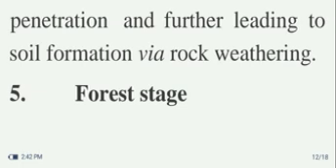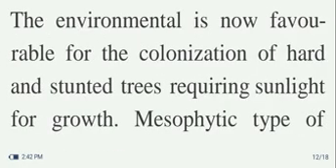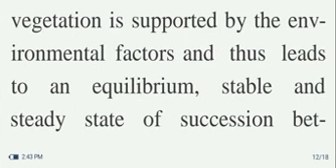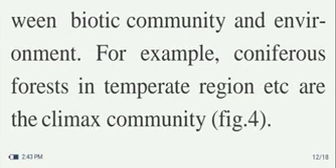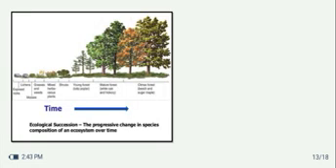Forest stage. The environment is now favorable for the colonization of hardy and stunted trees requiring sunlight for growth. Mesophytic type of vegetation is supported by environmental factors and this leads to an equilibrium, stable and steady stage of succession between the biotic community and the environment. For example, coniferous forests in temperate regions are the climax community.